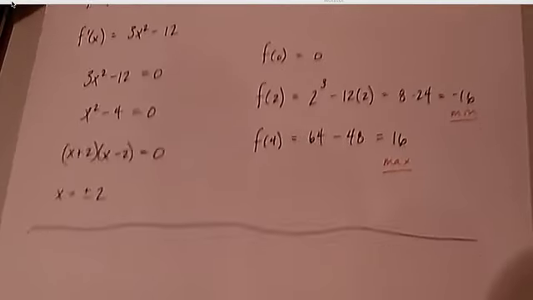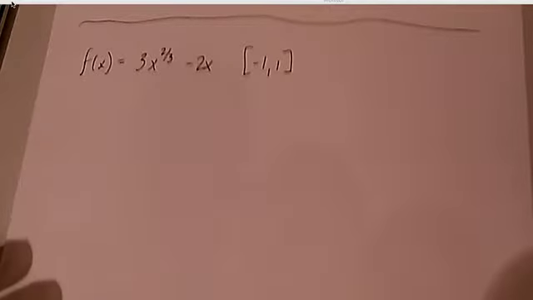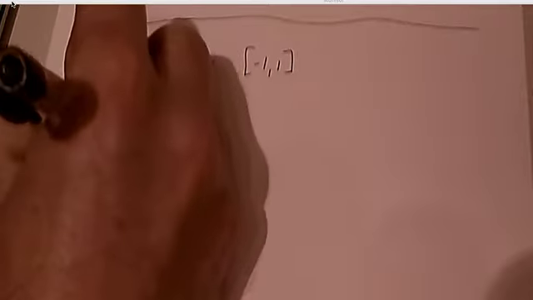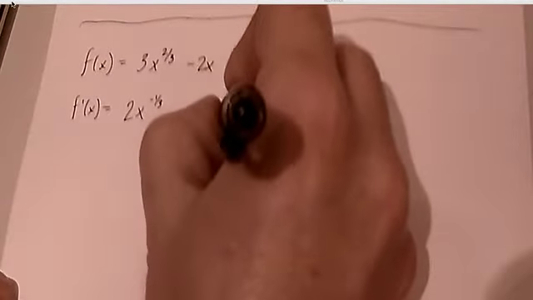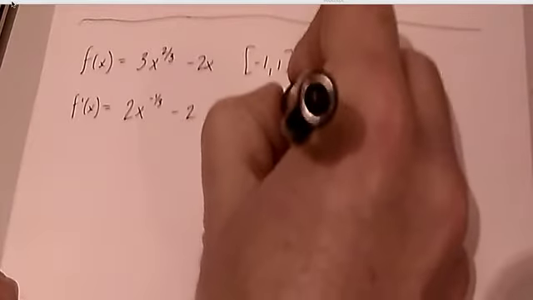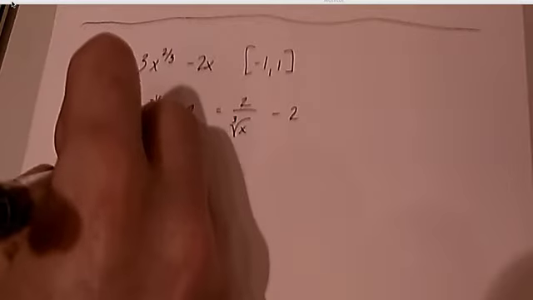So, let's go ahead and move on to another example. This is f of x is equal to 3x to the 2/3 minus 2x from negative 1 to 1. I want to find the extrema on that closed interval. Well, let's go ahead. The derivative is 2x to the negative 1/3 minus 2, which can be rewritten as 2 over the cube root of x minus 2.